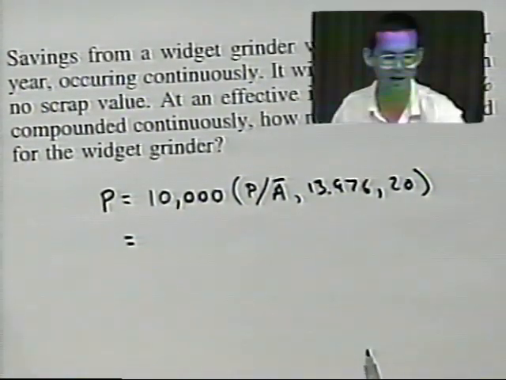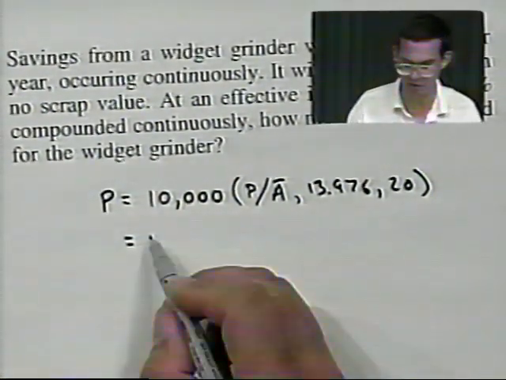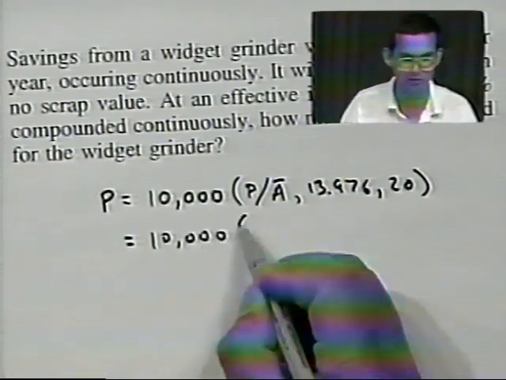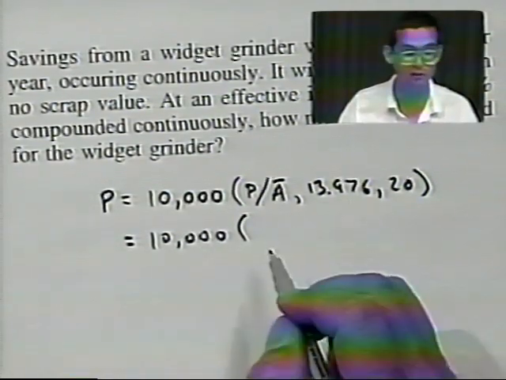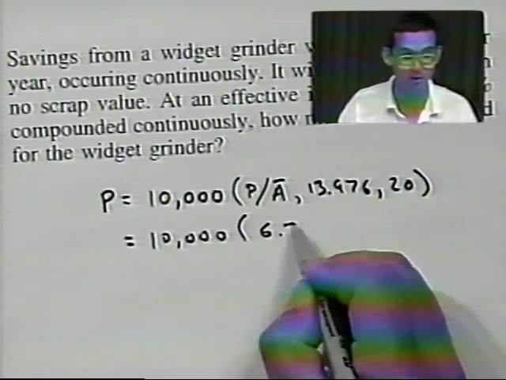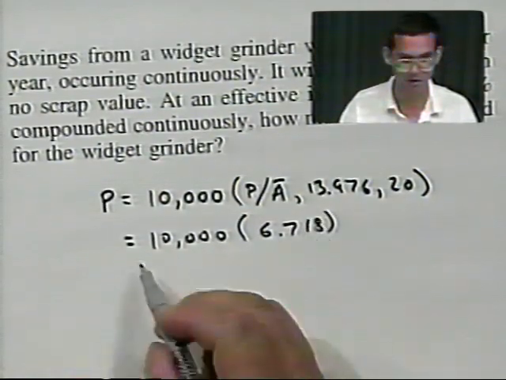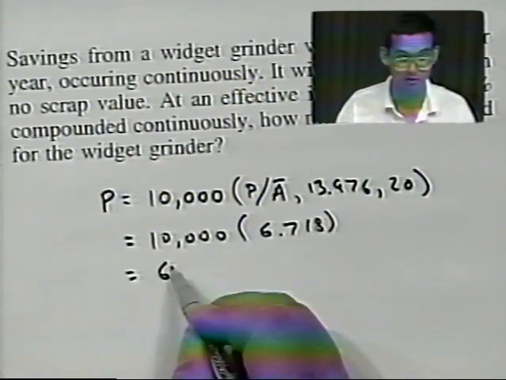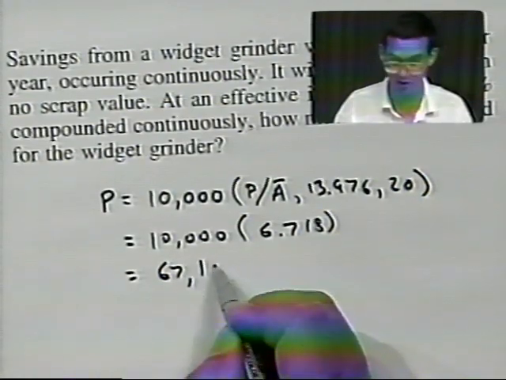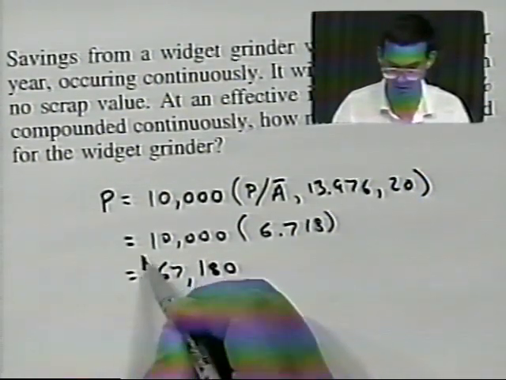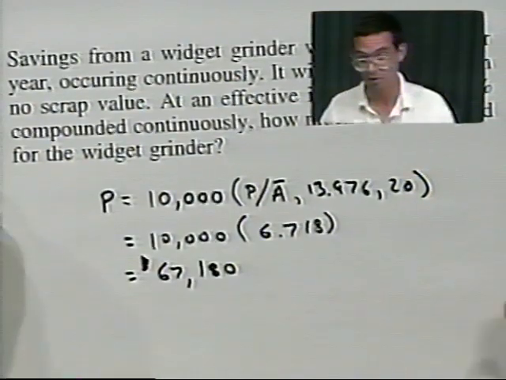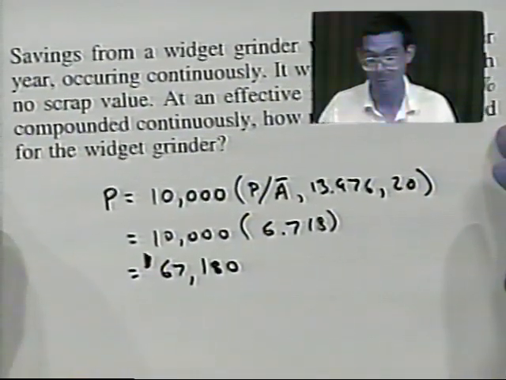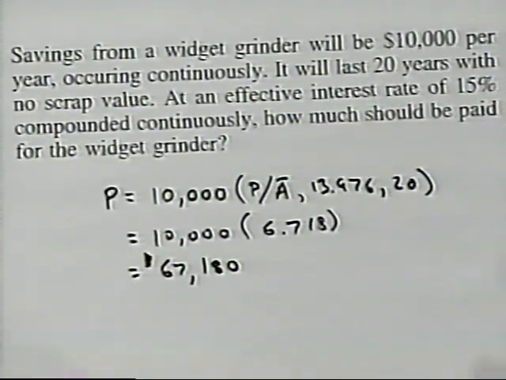And solving for that, the value of the transformation factor from tables is 6.718, which gives $67,180. So the answer to the question is that up to $67,180 should be paid for the widget grinder when we're considering only the economic component of the problem.